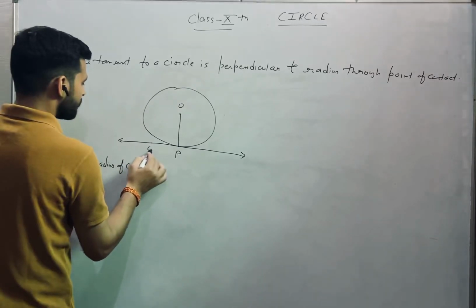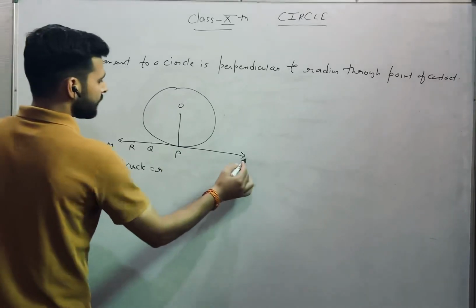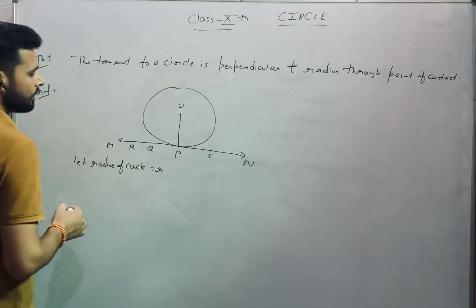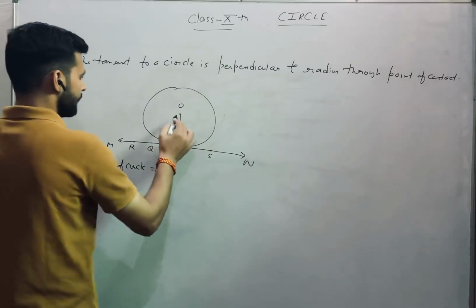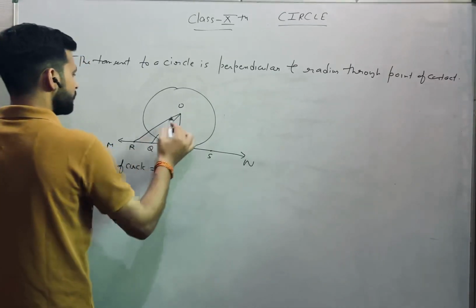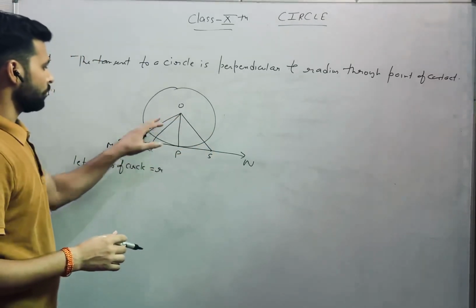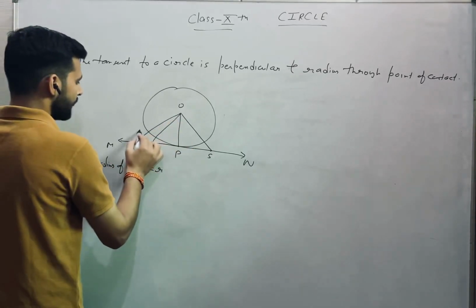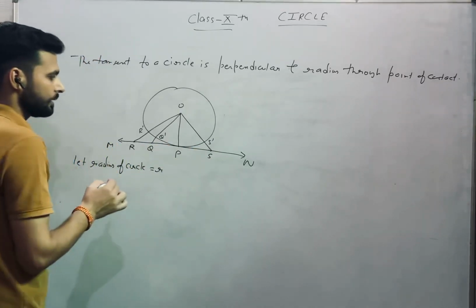Let MN be the tangent, and Q, R and S are points on the tangent such that if we join OQ, OR, OS, then the line segments OQ, OR, OS will intersect the circle at R dash, Q dash and S dash respectively.